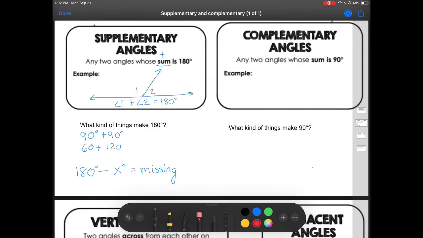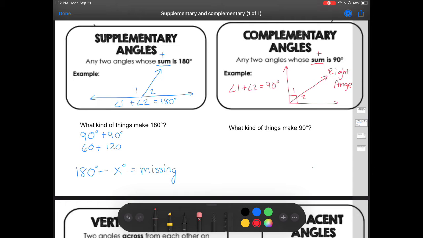And then complementary, similar idea, two angles whose sum, or adding, is 90 degrees. So supplementary was 180, complementary is 90. Right? 90 degrees is a right angle, and 90 degrees always has that little box in the corner. So two angles, so split it into two. Angle 1 plus angle 2 equals 90.